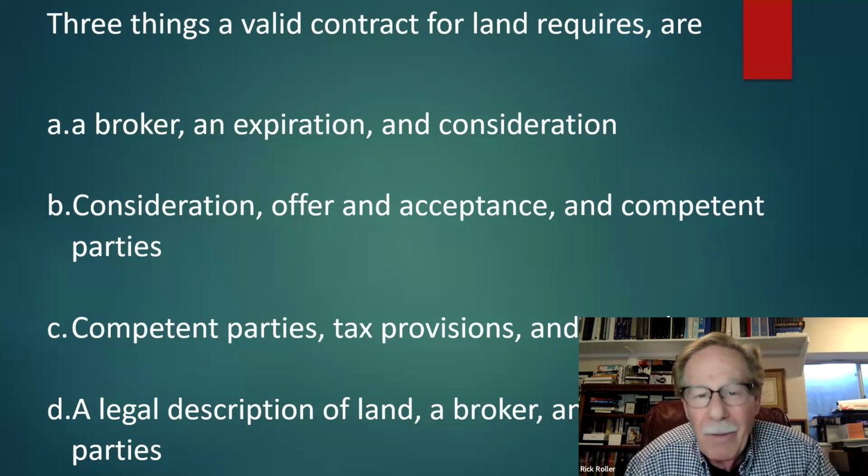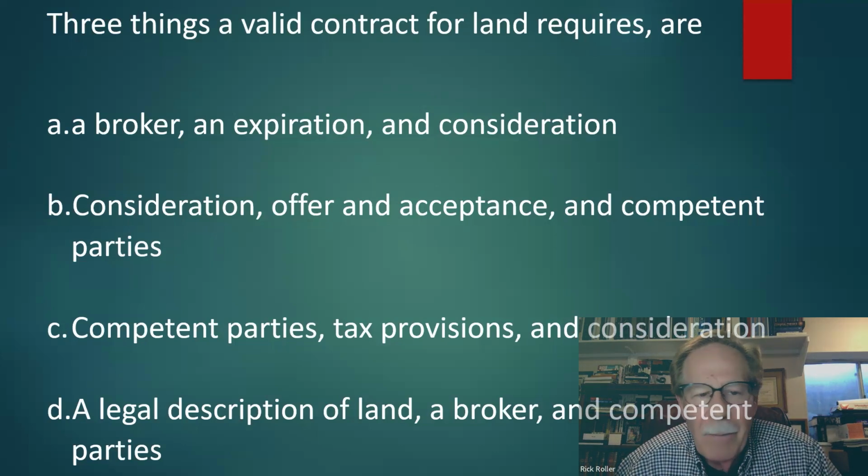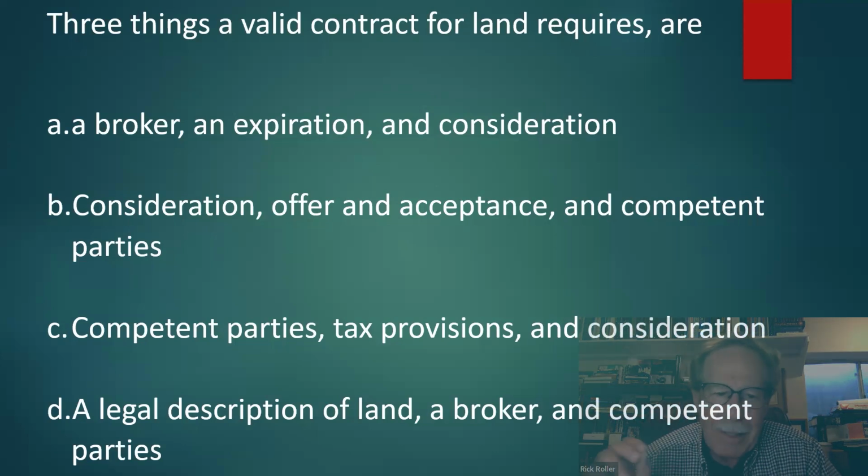Okay, B: consideration, offer and acceptance, and competent parties. Well, that's sounding really warm and fuzzy, isn't it? C: competent parties, tax provisions. Forget the tax provisions. D: a legal description of land, a broker, and incompetent parties.